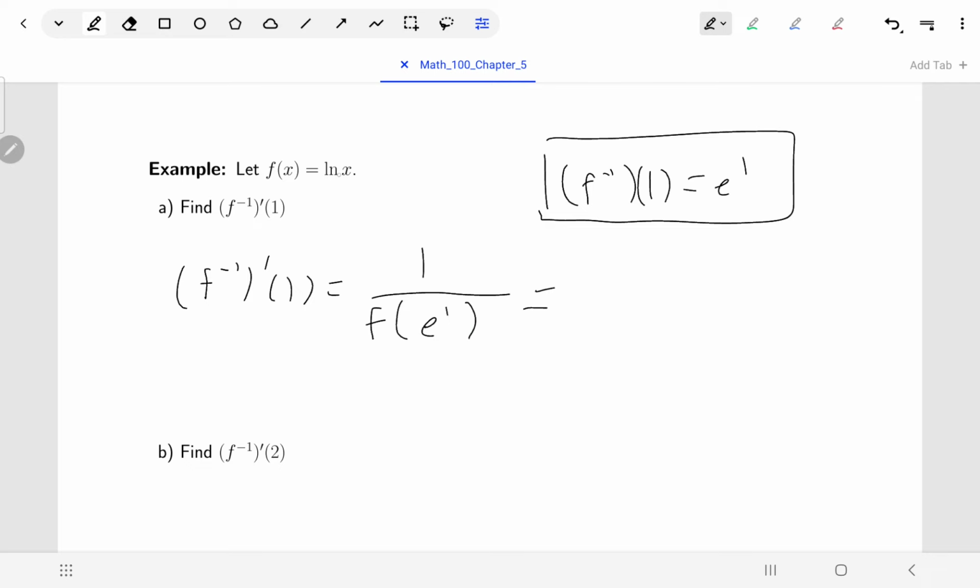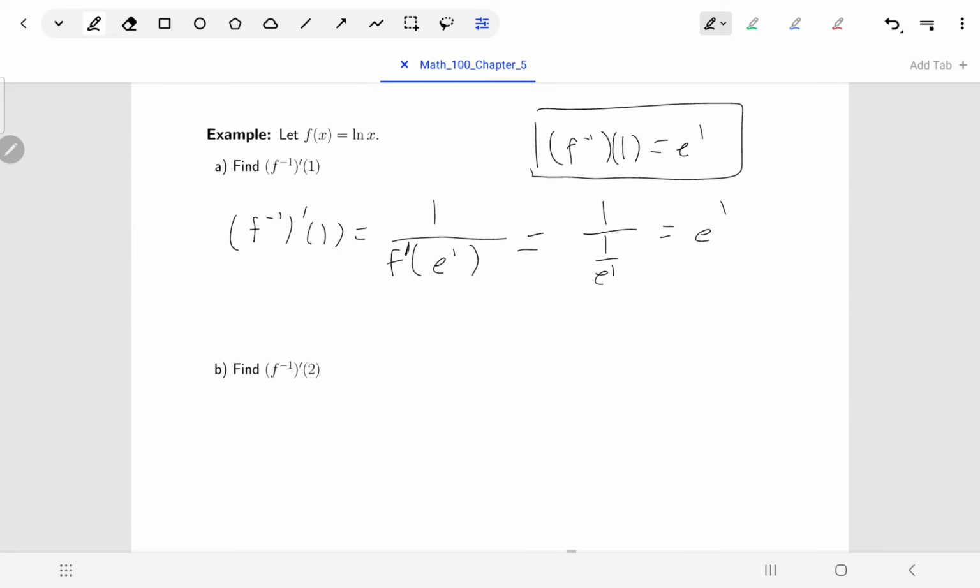And for natural log of x, we know its derivative is 1 over x. So I'd have 1 over 1 over e to the 1, and that would turn out to be just e to the 1. And I could repeat the process again.